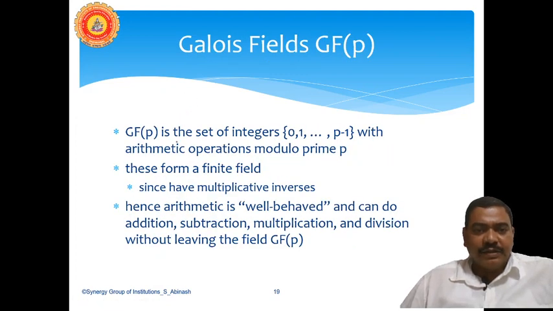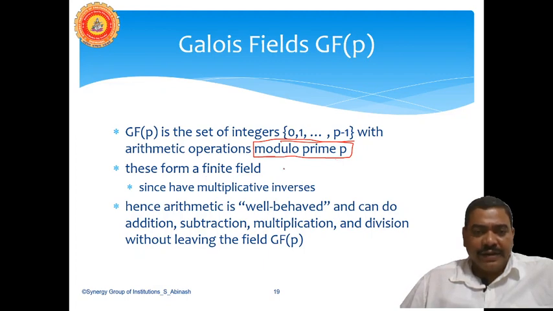The Galois field is the set of integers 0 to P minus 1. We have already discussed that this is the Galois field of P, meaning there are P to the power n elements, with arithmetic operation modulo prime P. The Galois field is the set of integers with arithmetic operation modulo prime P.